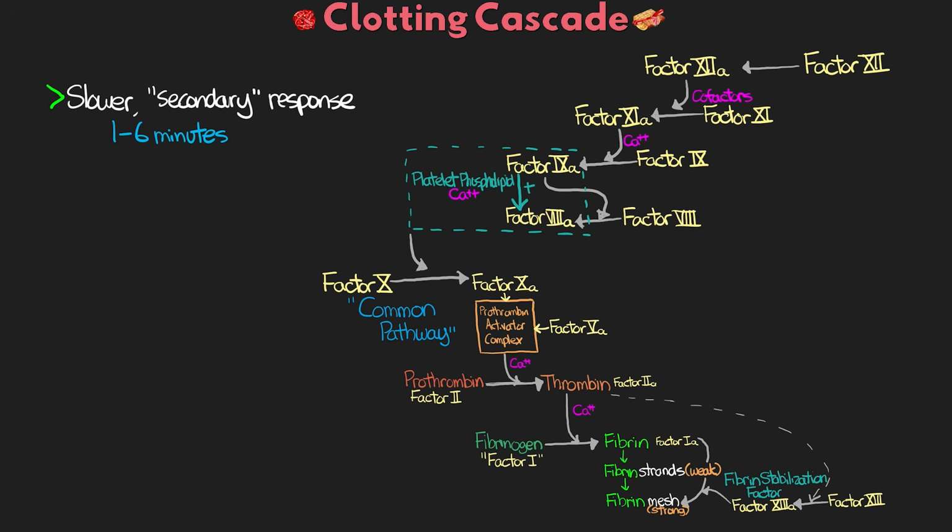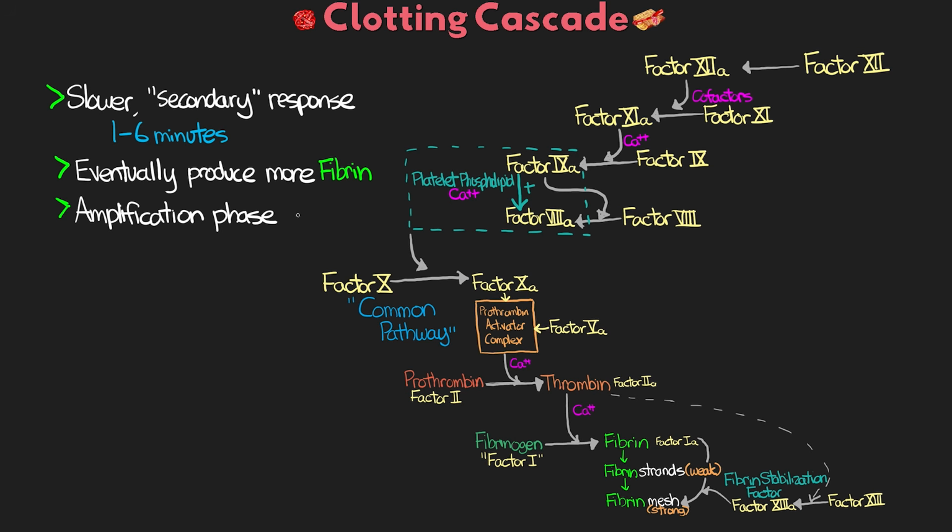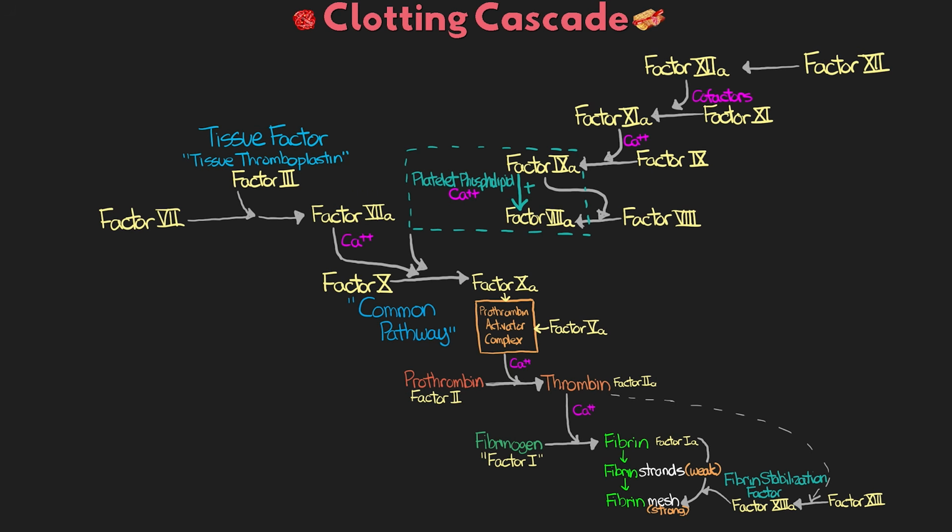That said, though, because of our analogy, if you remember, of those helpers and that cascade, we end up being able to produce a much larger amount of fibrin eventually, which is needed to fully stabilize that clot via that fibrin mesh. Therefore, this is also referred to as the amplification phase of the clotting cascade. So as we kind of zoom out, this is the whole clotting cascade, both our extrinsic and our intrinsic pathways coming together, meeting up with the common pathway.